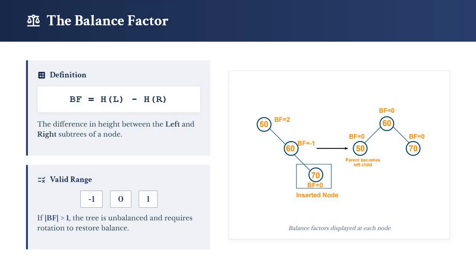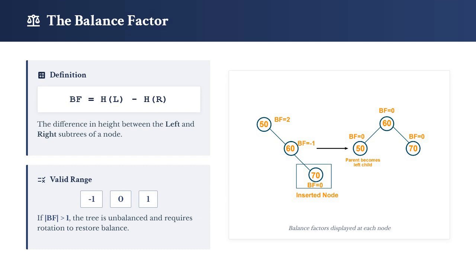The key concept in AVL trees is the balance factor. For any node in the tree, the balance factor is defined as the height of its left subtree minus the height of its right subtree. In a valid AVL tree, the balance factor of every node must be -1, 0, or +1. A balance factor of 0 means the left and right subtrees have the same height. A balance factor of +1 means the left subtree is one level taller than the right subtree. A balance factor of -1 means the right subtree is one level taller than the left subtree.